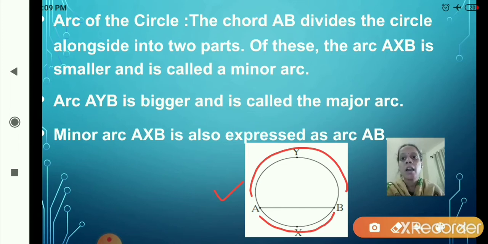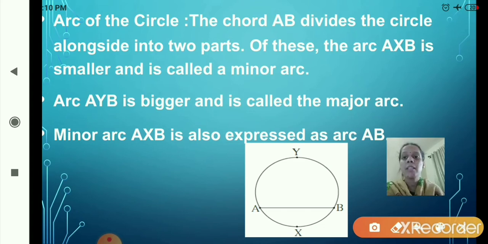Okay, and minor arc AXB is also expressed as arc AB. So this is about arc of the circle. Because of the chord, the circle is divided into two parts and we get two arcs. One is the major arc and one is the minor arc. One is the smaller arc and one is the bigger arc. Smaller means the minor arc and bigger means the major arc. So in this figure, AXB is the minor arc, the smaller arc, and AYB is the bigger arc, that is the major arc.